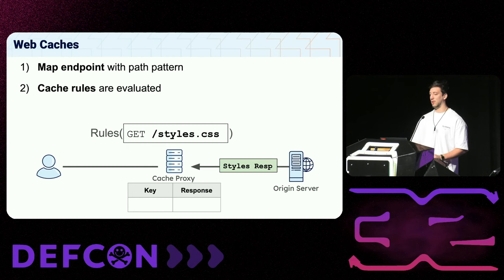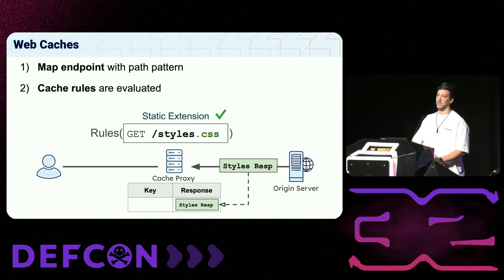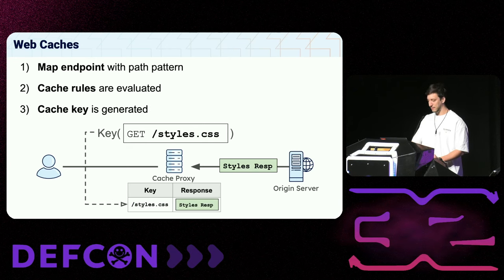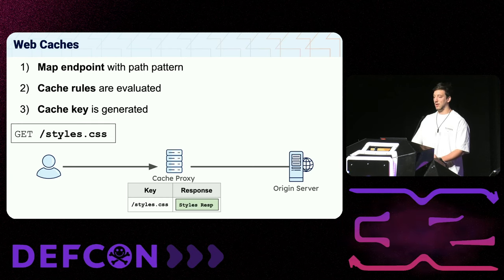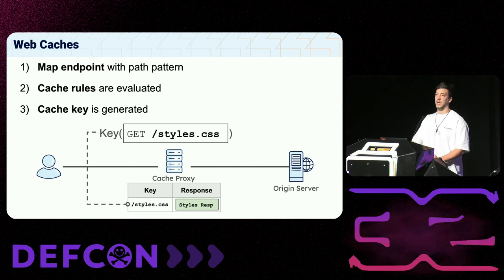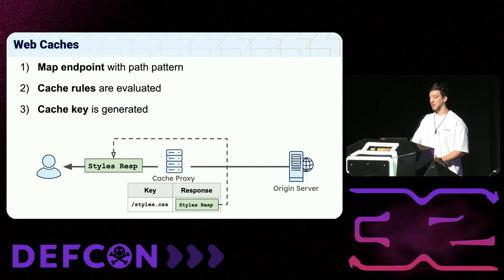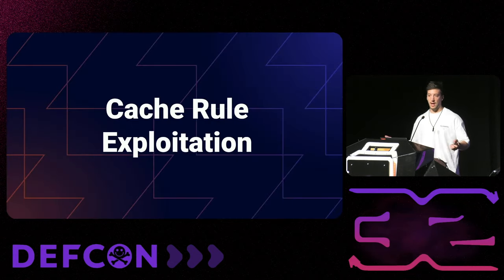In this example, we see that styles.css ends with a static extension, and therefore it's going to be cached using the key that was calculated in the first step. Now, whenever another client, or even the same client, sends a request to the same resource, the cache proxy is going to handle that, get the key of that request, and retrieve the stored resource because it doesn't need to interact with the origin server. And that's basically how a web cache works.